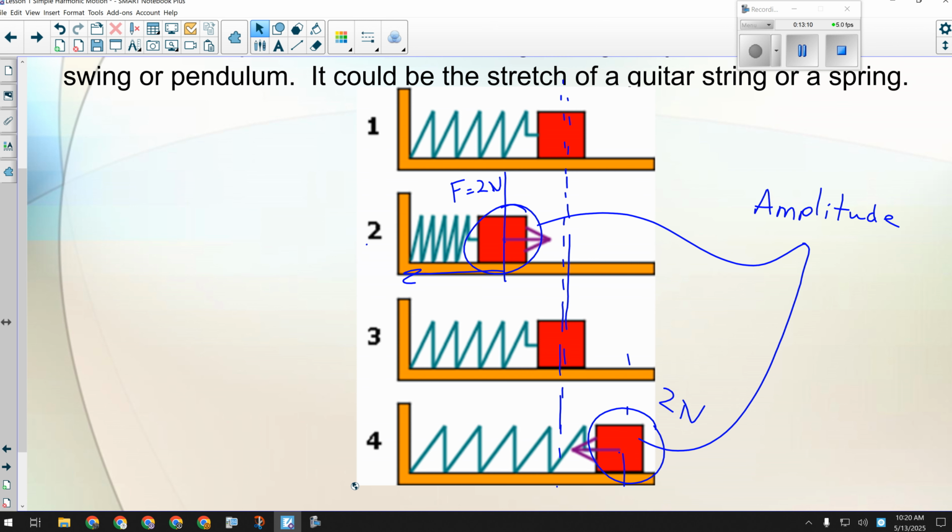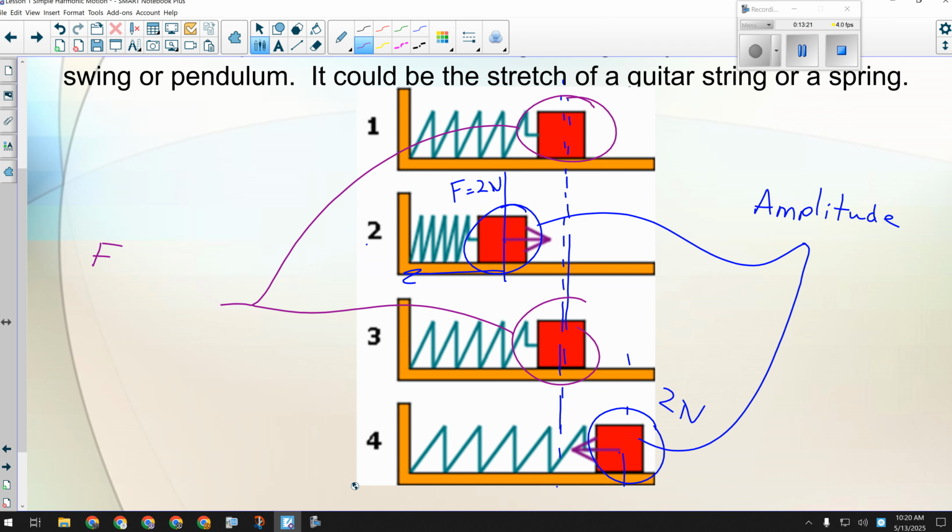And then the circles that are in purple, so that would be this one and this one, that's going to be our equilibrium position. And as I said, those terms apply to any simple harmonic oscillation: pendulum, mass on a spring, a guitar string, all of them.